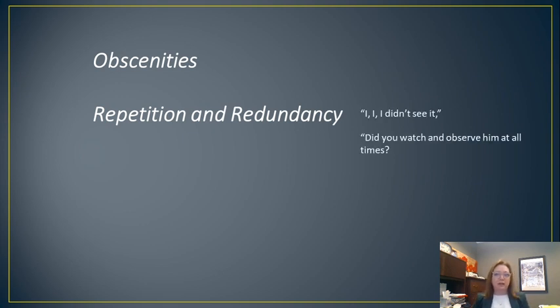Like when somebody says, I didn't see it, it's not the same as saying, no, I didn't see it. The certainty with which somebody says that is different, and that is important for you to render as well.